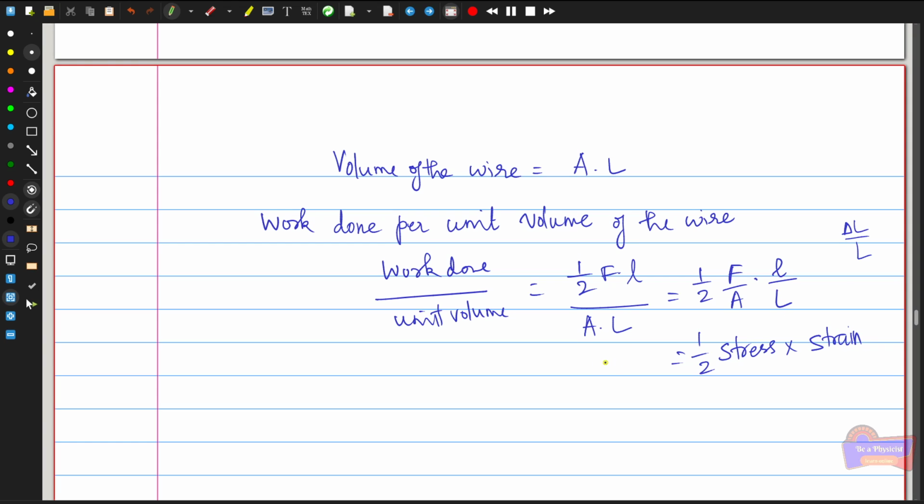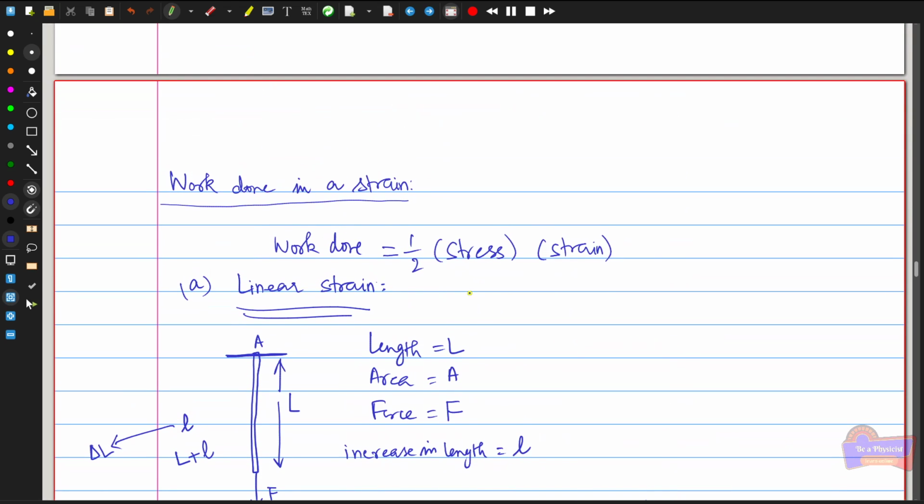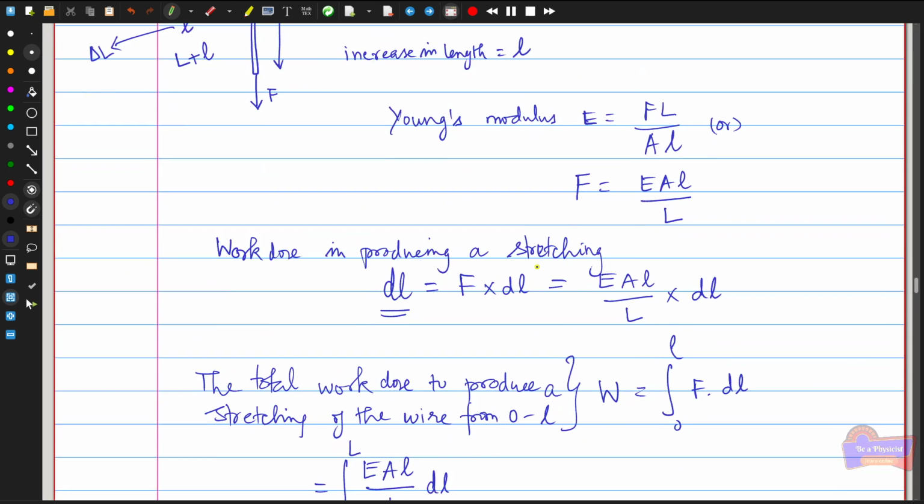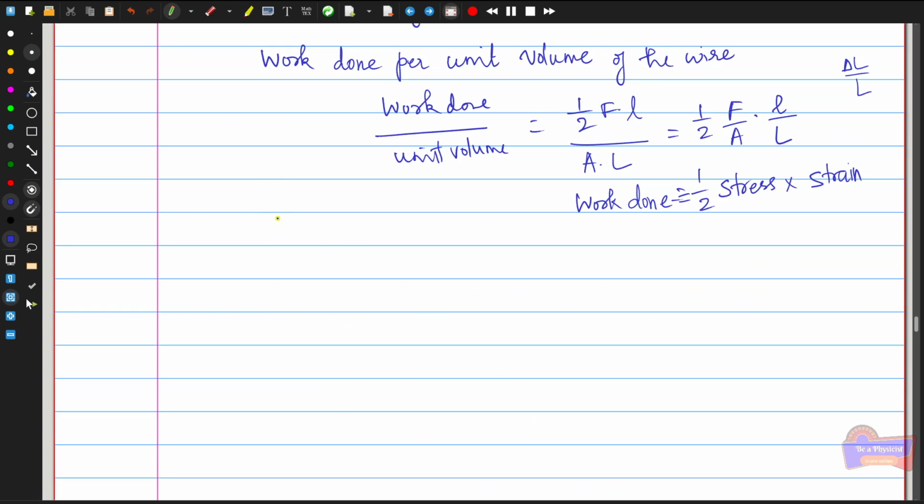So we can write the work done per unit volume as half times stress into strain, which is what we previously stated, and which we have proved here. So this is the work done on the linear strain. Similarly, you can easily find out the work done for the shearing strain and the volume strain.